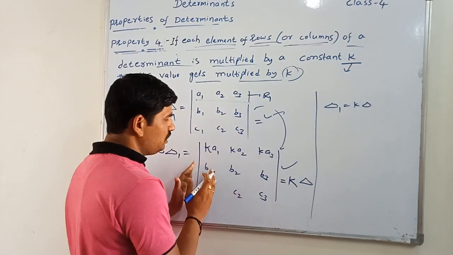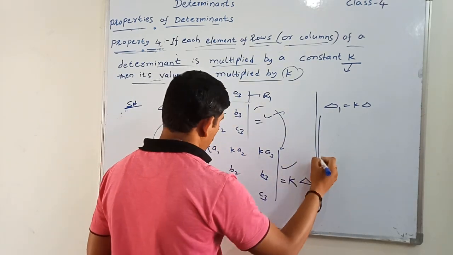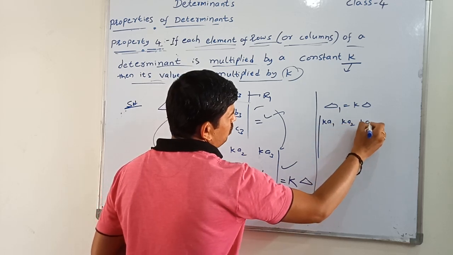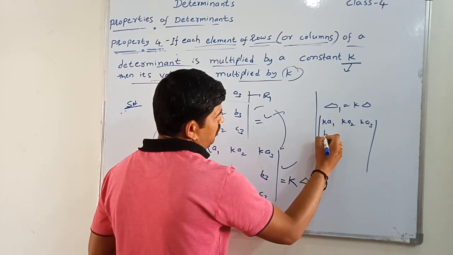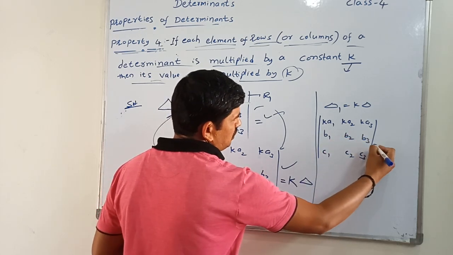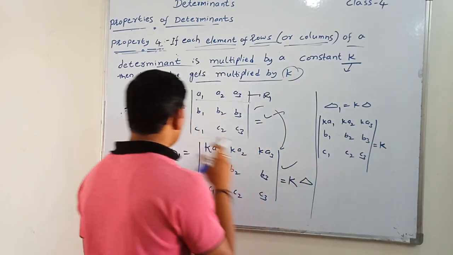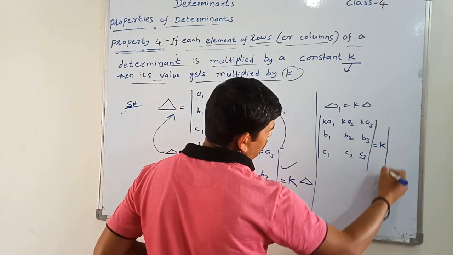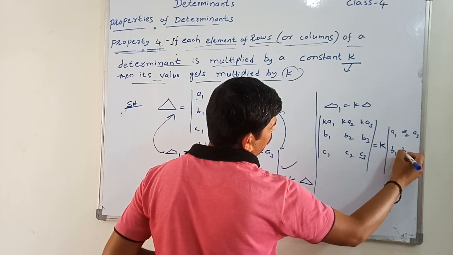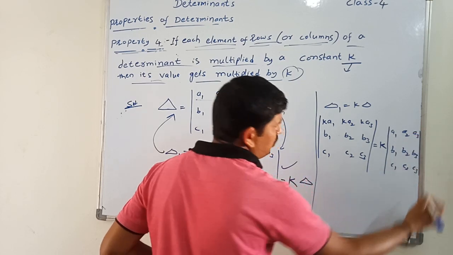That's why one more thing in this total result is equal to k into, we can write this result. So k into a1, k into a2, k into a3, then b1, b2, b3, c1, c2, c3 is equal to k into the determinant delta, so that's why the delta is here: a1, a2, a3 and b1, b2, b3, c1, c2, c3. This is the property number 4.